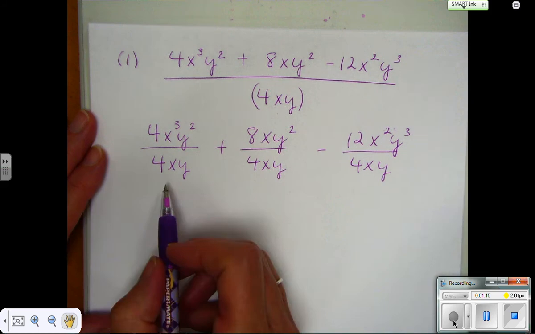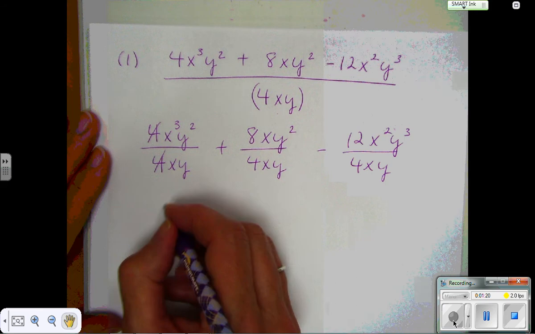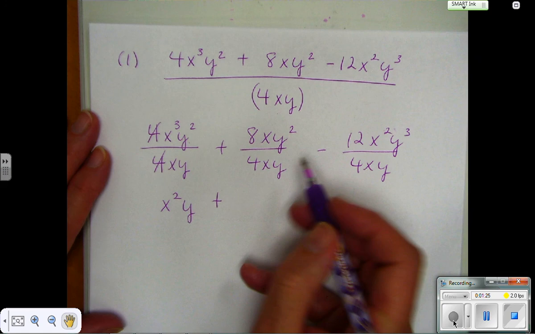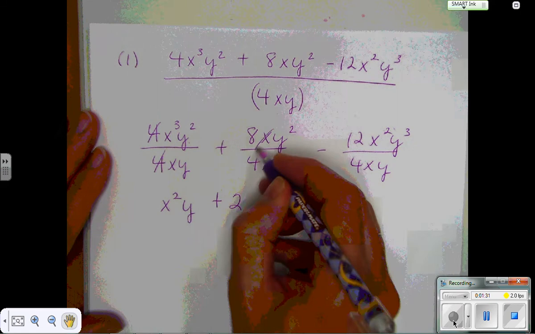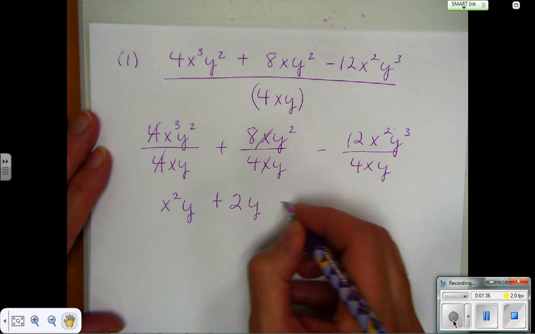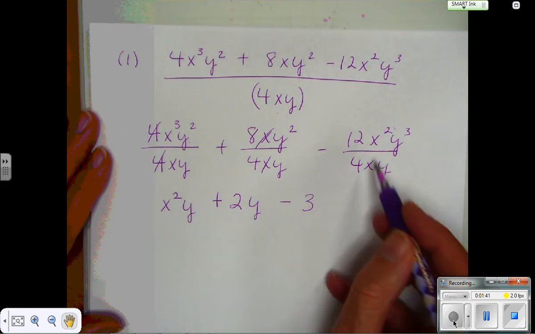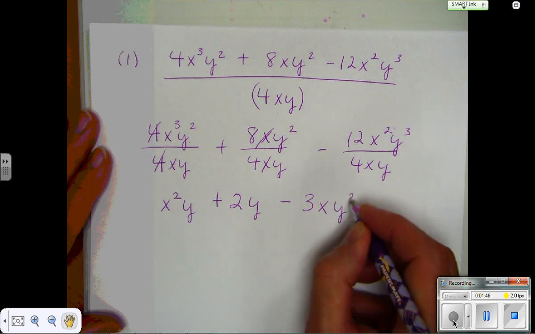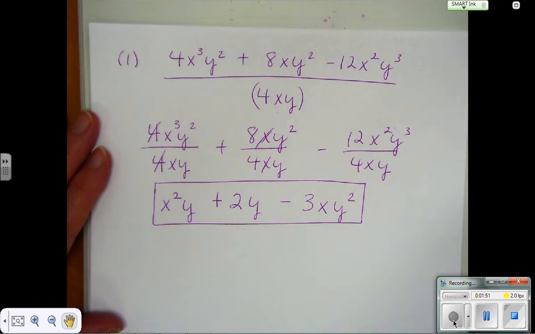Okay, so this first term, the 4's are going to reduce out. X to the third divided by x is x squared. Y squared divided by y is y. My middle fraction, 8 divided by 4 is 2. X is reduced out. Y squared divided by y is y. And my last fraction, 12 divided by 4 is 3. X squared divided by x is x. Y to the third divided by y is y squared. And that is going to be the final answer. It's all simplified.